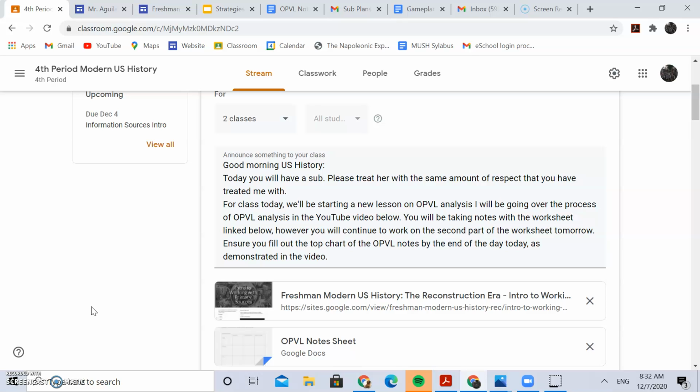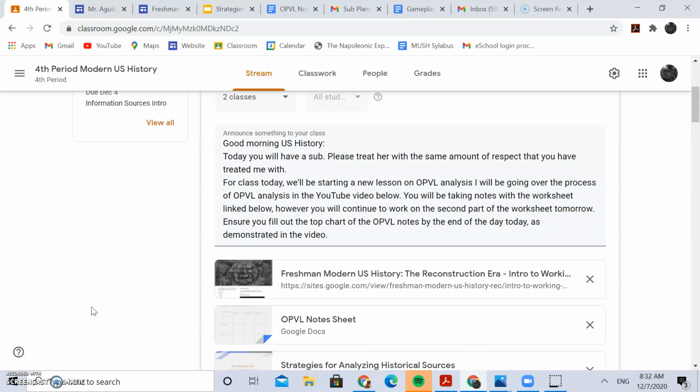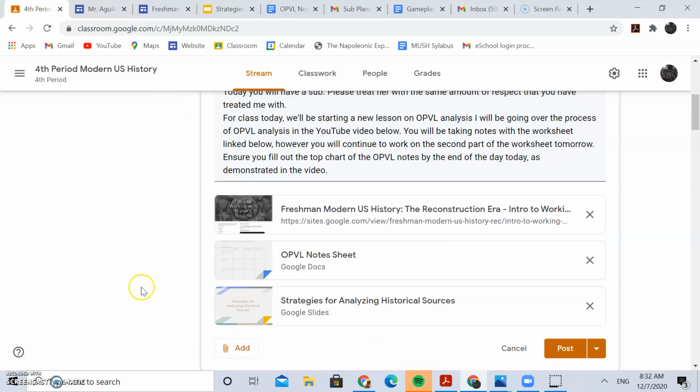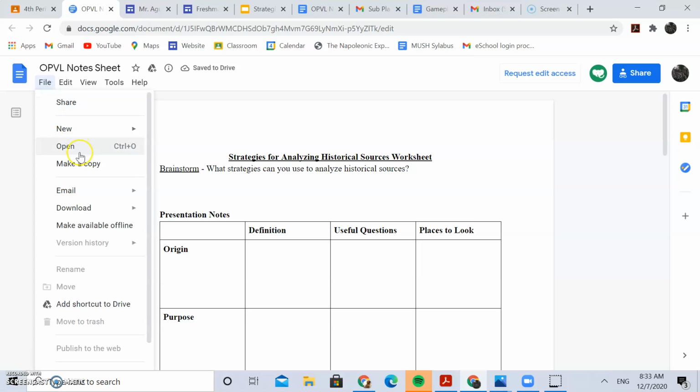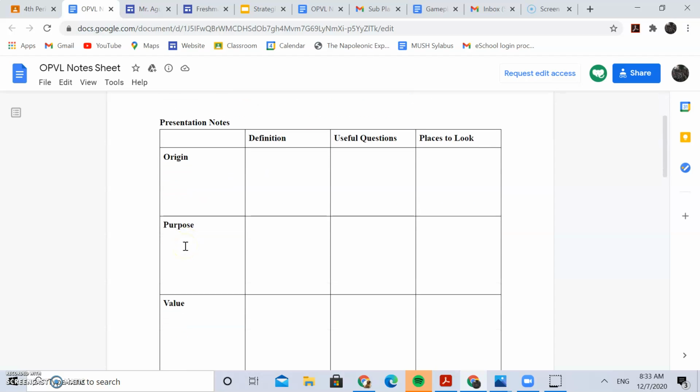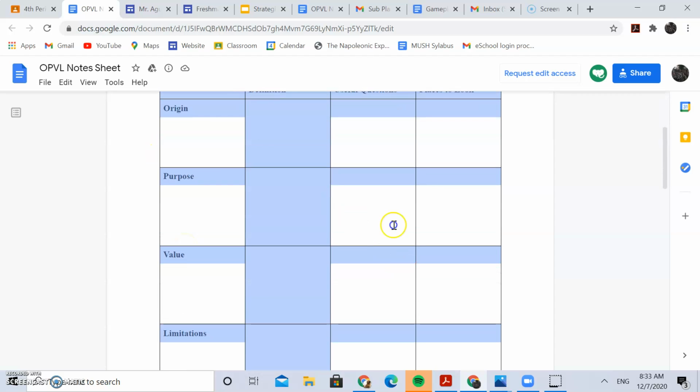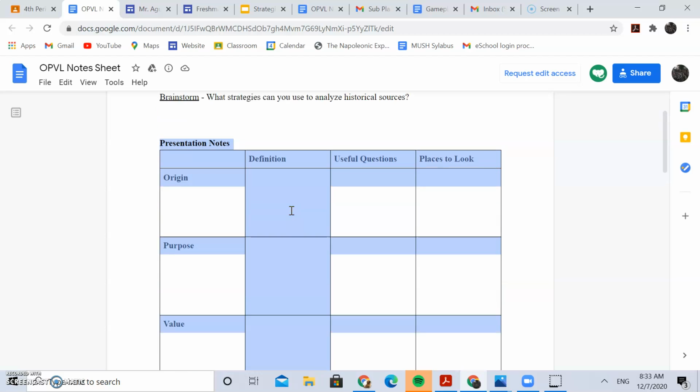So you're only going to be doing the top chart portion. I'll show you what that is. And ensure you fill out the top chart of the OPVL notes, like I said right there, as demonstrated in the video. So what you're going to do is open this note sheet. Then you're going to go to File. Then you're going to go to Make a Copy to have your own personalized copy of the OPVL note sheet. And once you do this, you're going to start to take notes. Today, all we're going to do is the presentation notes portion. And that's how I'm going to help you guys out within this video.